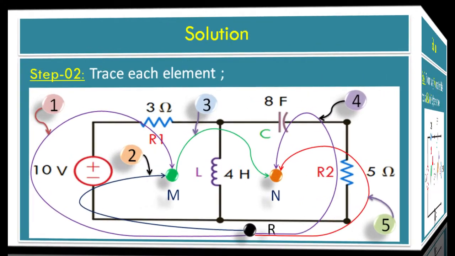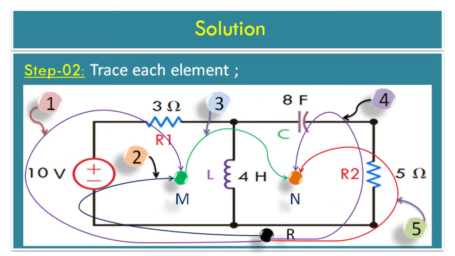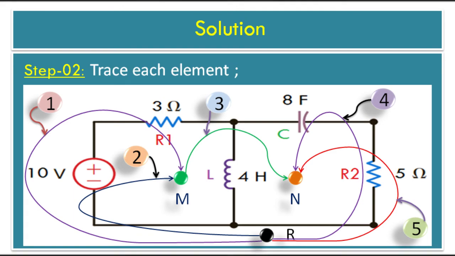Solution step 2. Trace each element. Resistance R1 is connected between node M and the reference node. The 10 volt voltage source is connected between node M and the reference node. Inductor L is connected between node M and node N. Capacitor C is connected between node N and the reference node. And resistance R2 is connected between node N and the reference node.